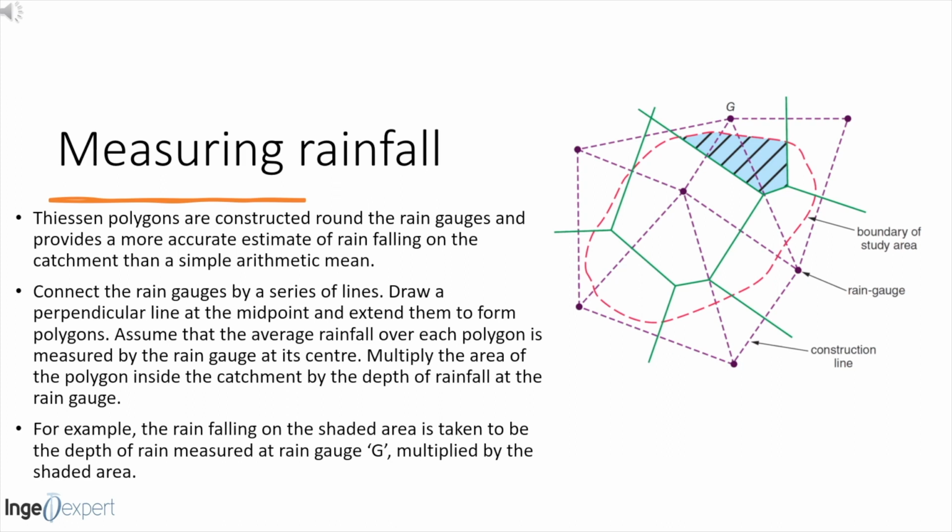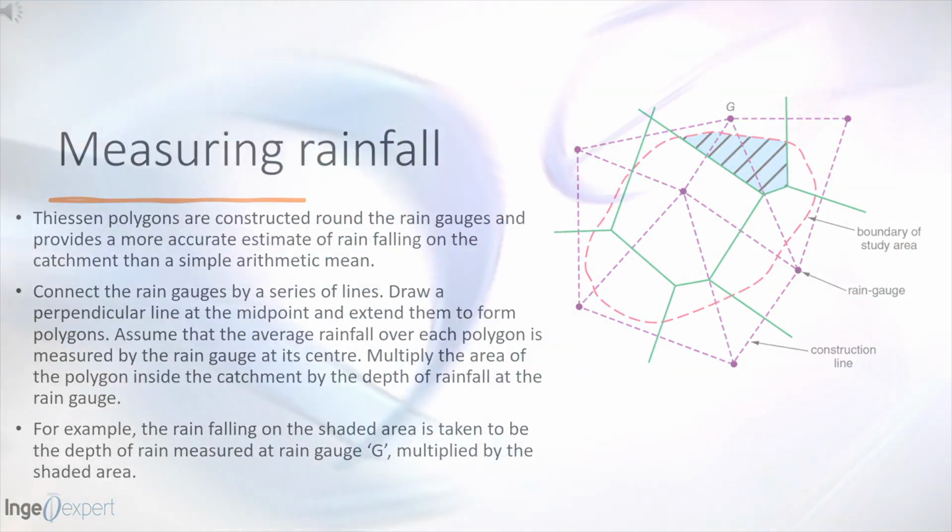Multiply the area of the polygon that falls inside the catchment by the depth of rainfall recorded at the rain gauge. An example is shown for rain gauge G, where the rain falling on the shaded area is taken to be the depth of rain measured at rain gauge G multiplied by the shaded area. Note that rain gauge G actually lies outside the catchment.